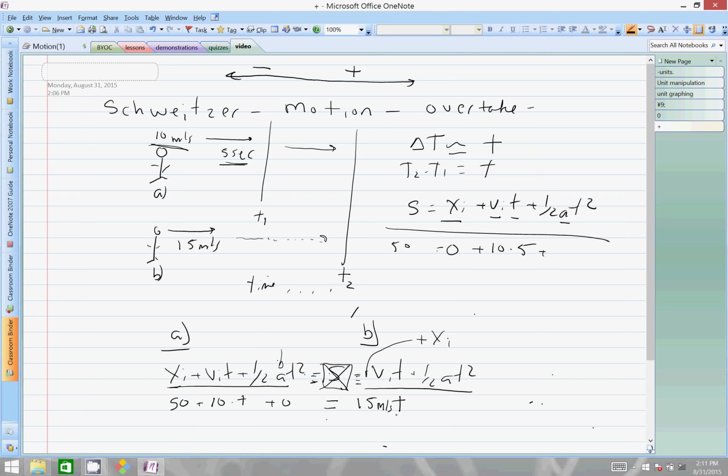Equals that, solve for t. Move all your non-t's over. Subtract this guy over, I get a negative 50. Kick the 15t over here, and we're going to have a negative 5t on one side, and then I have my 50 over here, so it's negative 50 equals negative 5t. Your t equals 50 divided by negative 5. Sorry for that little typo there. And 50 divided by 5 is, say, positive 10. So it takes 10 seconds.